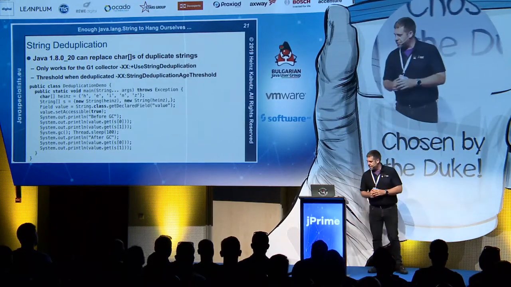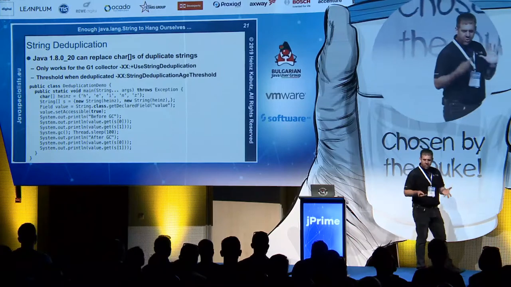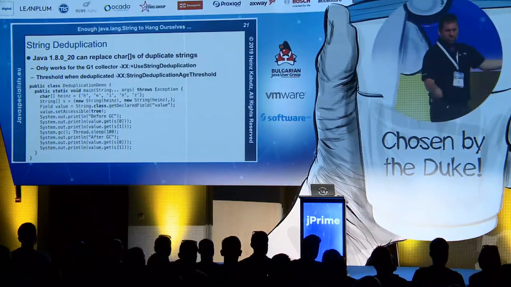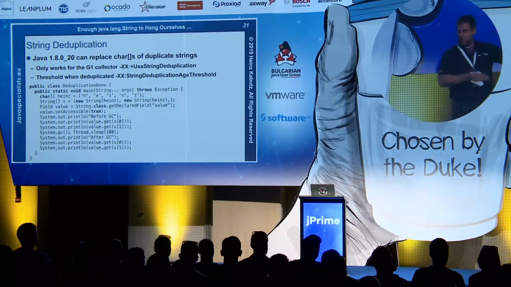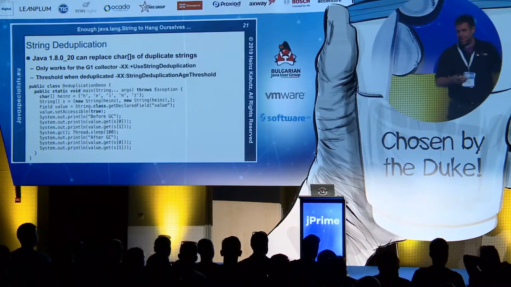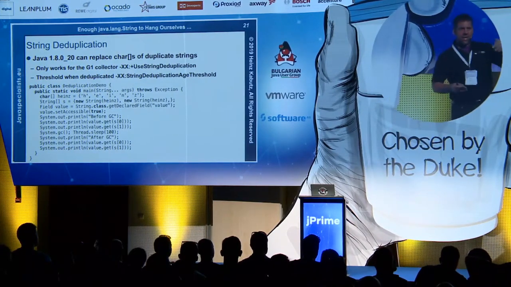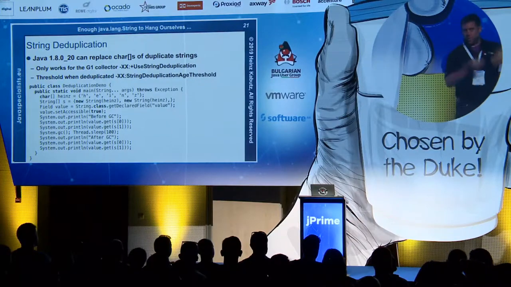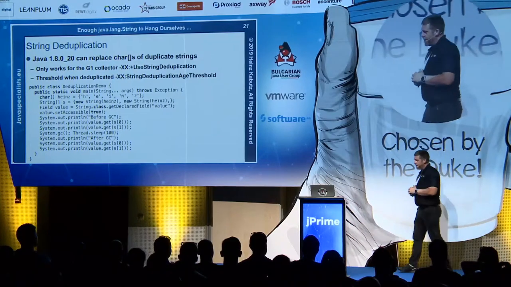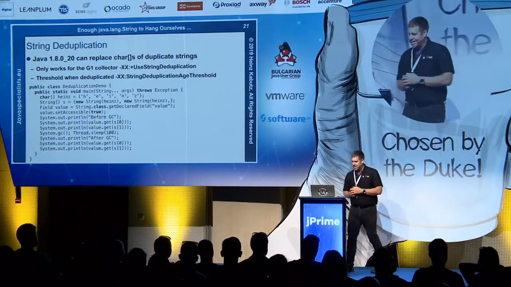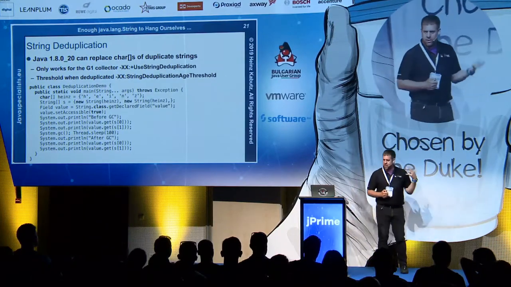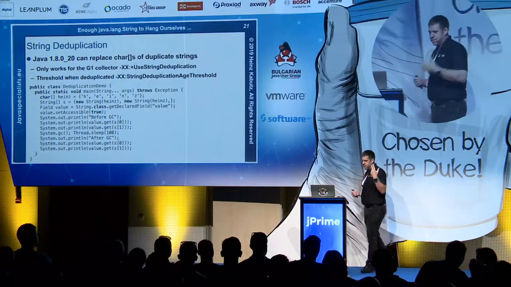Now, the other approach is to deduplicate the underlying char array. So if I read strings from the database or from the network, and it's very often the same string, then with deduplication, it can automatically pick this up and share the underlying char array between the multiple strings. So this is a very useful little construct, and it can save quite a bit of memory. You have to turn it on explicitly because it also does cost some CPU. Nothing's for free in this world. So you have to pay for that.